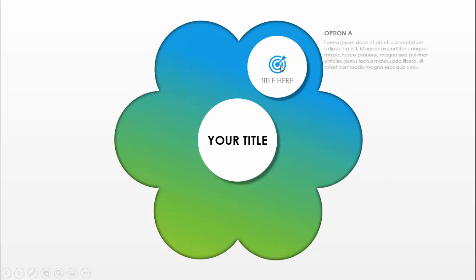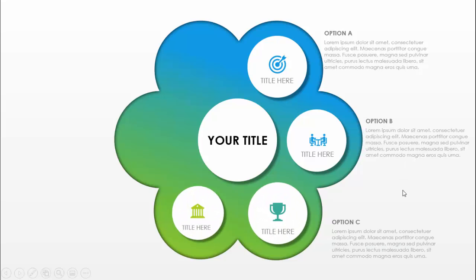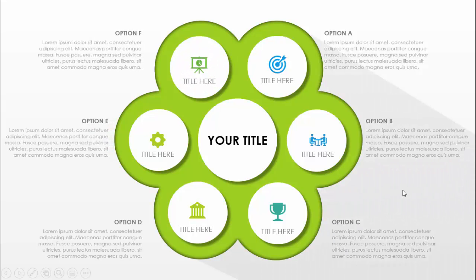You can see here, this is the title I have added, the icon, and then you can add the option here and then the detailed text. And on my next click, it will show me the option B, the option C, option D, E, and F. So you can see here, and one more animation which I have added, it is never-ending.